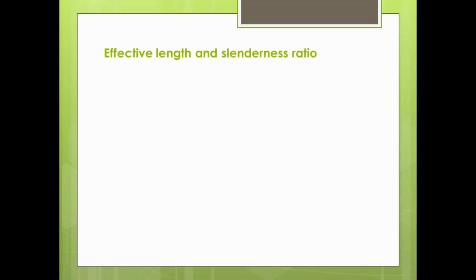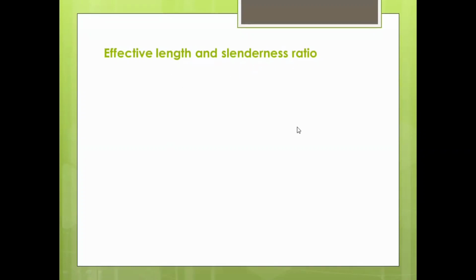How the slenderness ratio and different lengths of the column are calculated has been given in the IS code, because when columns or compression members are carrying loads, the load conditions and boundary conditions make a very important change while considering the effective length. So let us try to understand these geometrical properties of compression members: effective length and slenderness ratio.